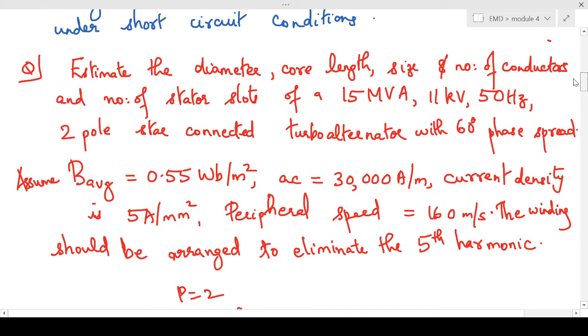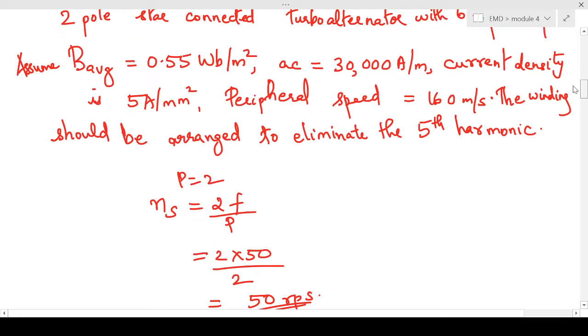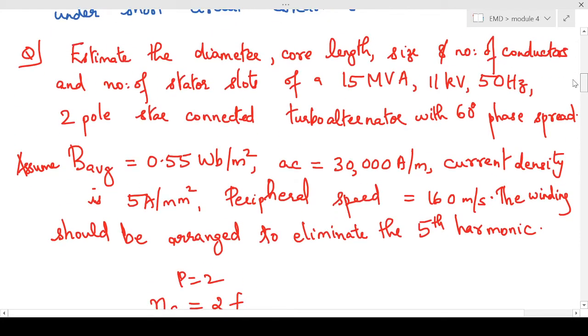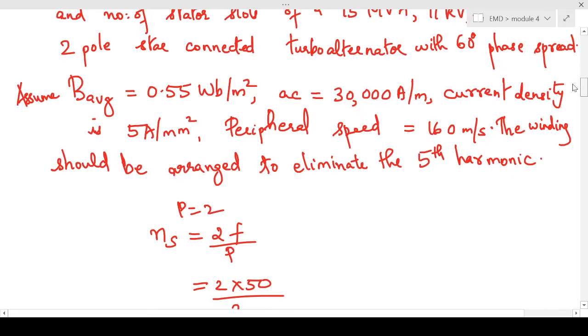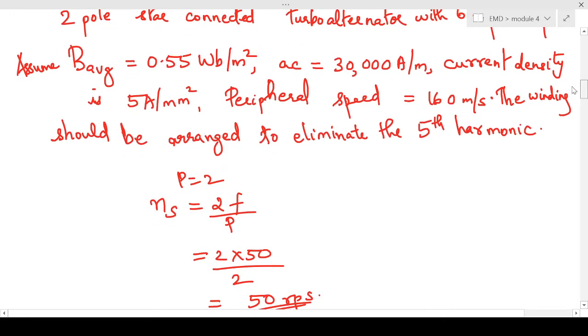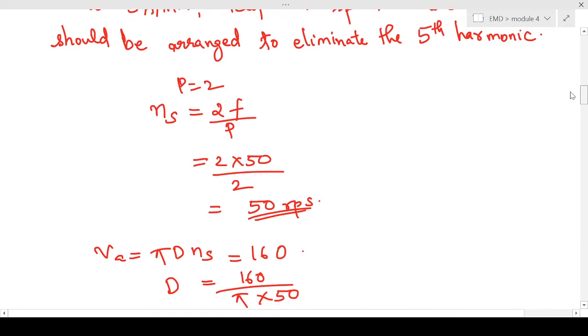So let us start the design procedure. First we are going to determine the diameter and core length. In order to find the diameter and core length, we must know the synchronous speed in RPS, and in the question it is given that it is a 2-pole machine. So the synchronous speed in RPS is given by 2f divided by P. So we'll get synchronous speed as 50 RPS.